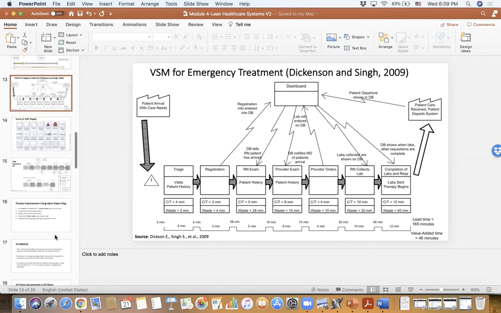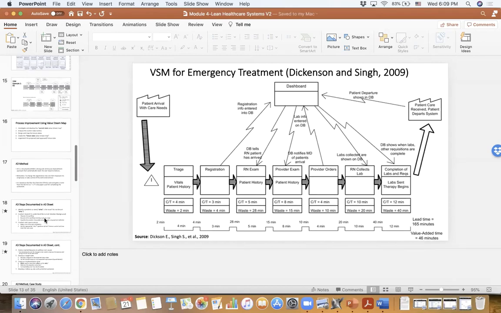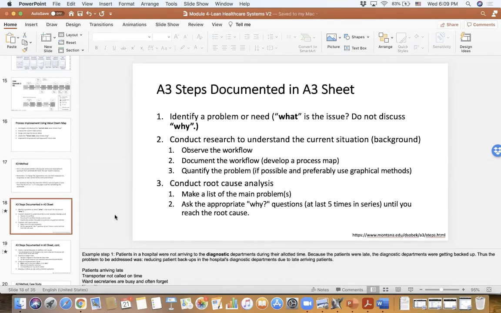The other method that we learned was the A3 method. The A3 method pretty much has the same mindset and structure for dealing with problems. We start by identifying what the problem is, what the thing is that we want to address, and we are not going to do anything at this point about why the problem exists. Then we try to understand the current situation and do some root cause analysis to see what are the causes of the problems that we are seeing.